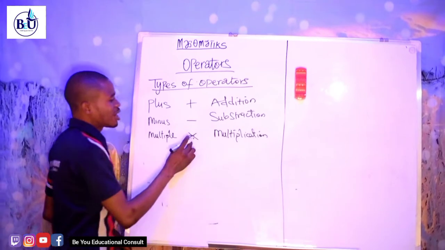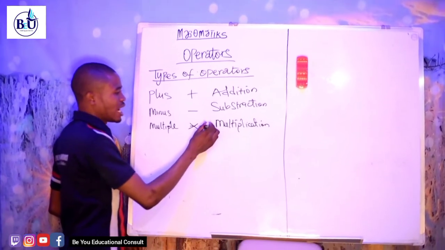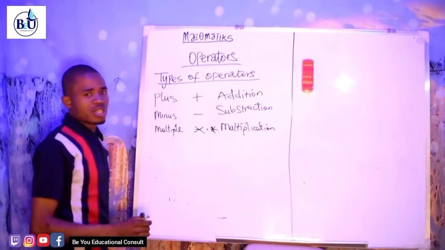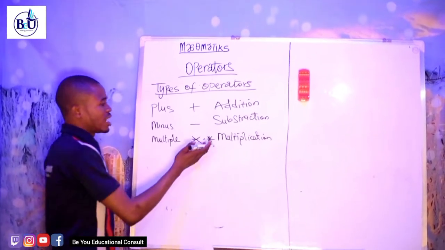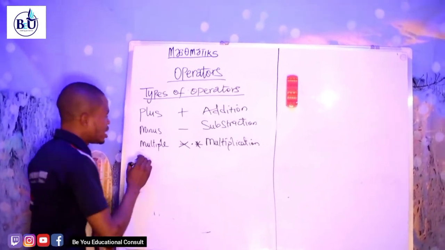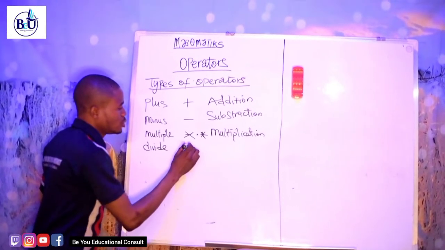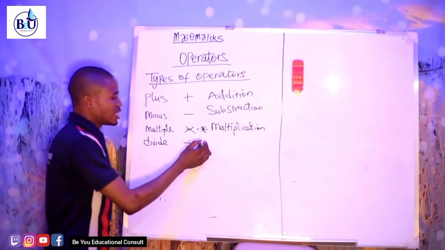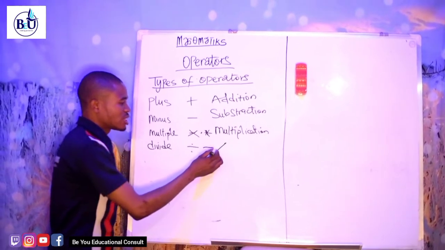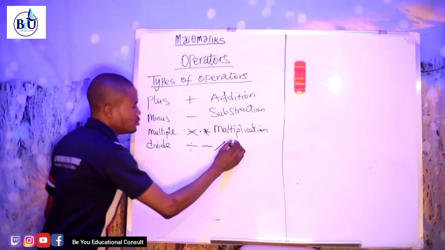And this multiplication can also have a sign of dot or asterisk. They are still the same thing. So anybody you see use dot or asterisk, it still means what? Multiply. Then we have divide, which is using this sign or a bar sign or a slash sign. It means what? Division.